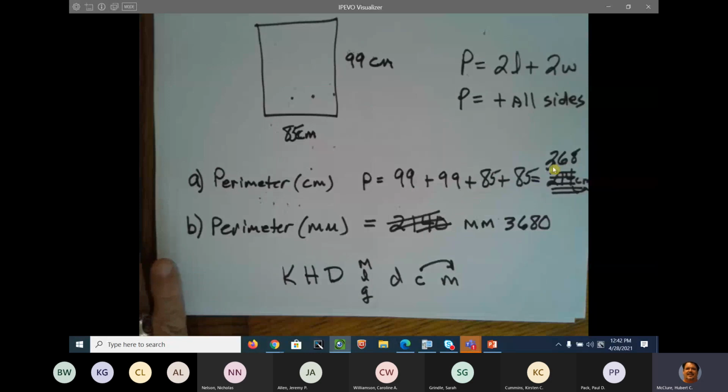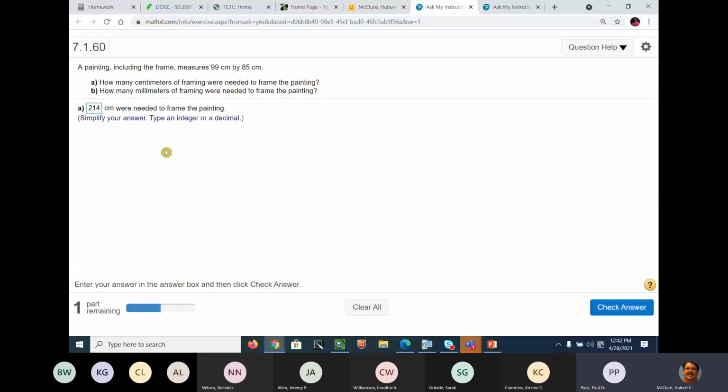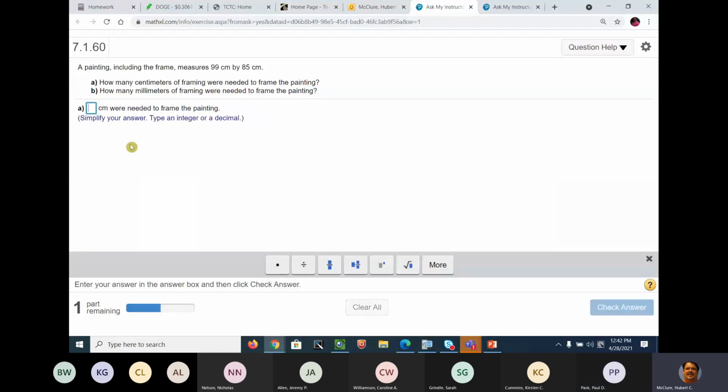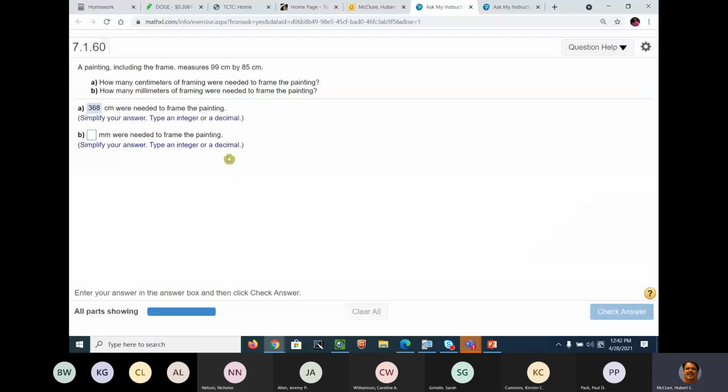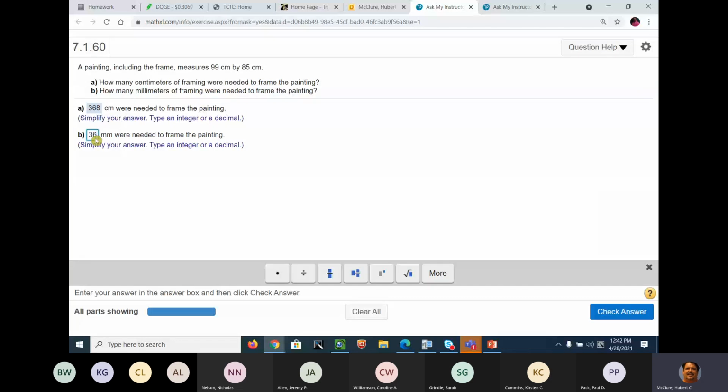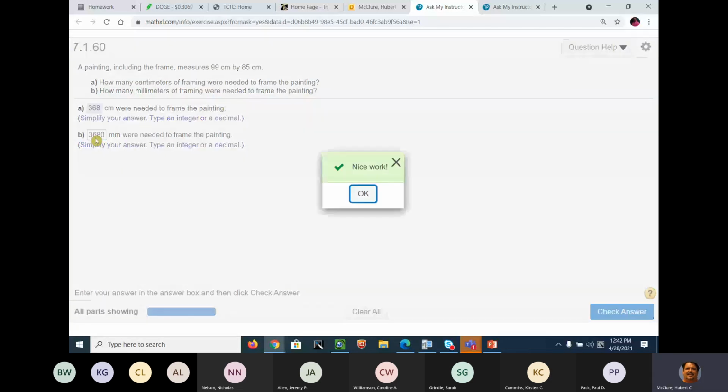Then you add that up and you get 368, and then you add a 0 here. So let's see if that's right. So 368 and 3680. We did it right. We just did a different problem. We just did pictures 8 inches wide instead of 85. Okay, next question.